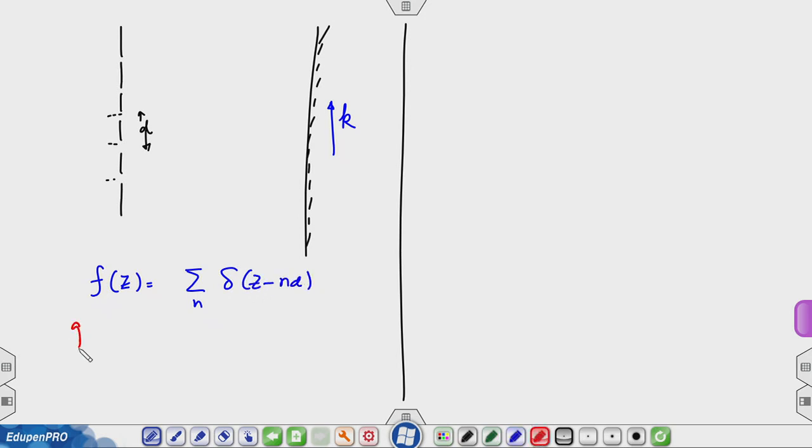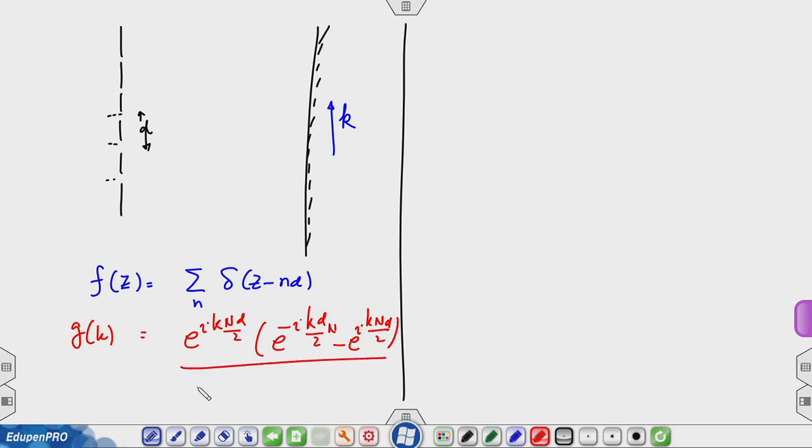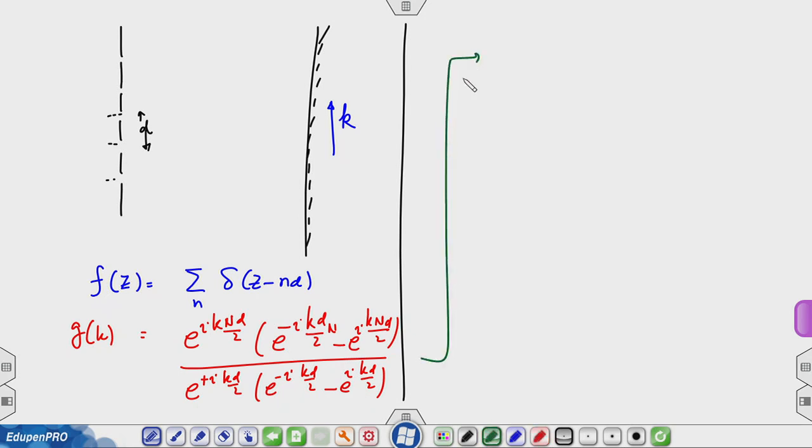and the Fourier transform g k comes out to be e raised to i k n d by 2 times e raised to minus i k n d by 2 minus e raised to i k n d by 2 divided by e raised to minus i k d by 2 minus e raised to i k d by 2, and this comes out to be e raised to i k d by 2 (n minus 1) times sine of n k d by 2 divided by sine of k d by 2.